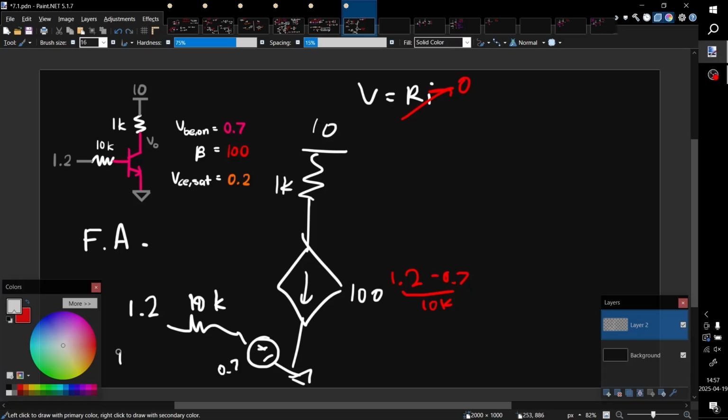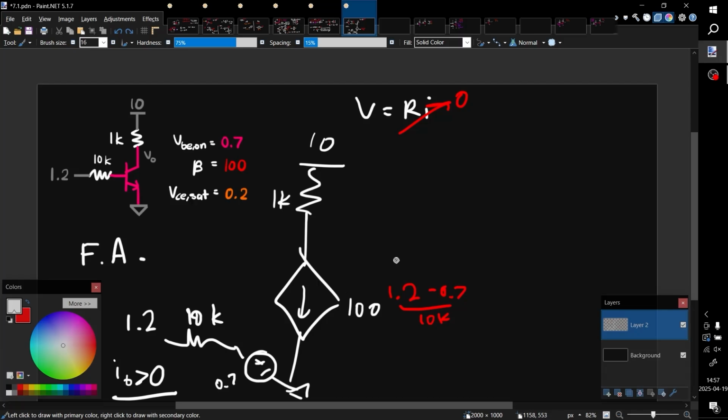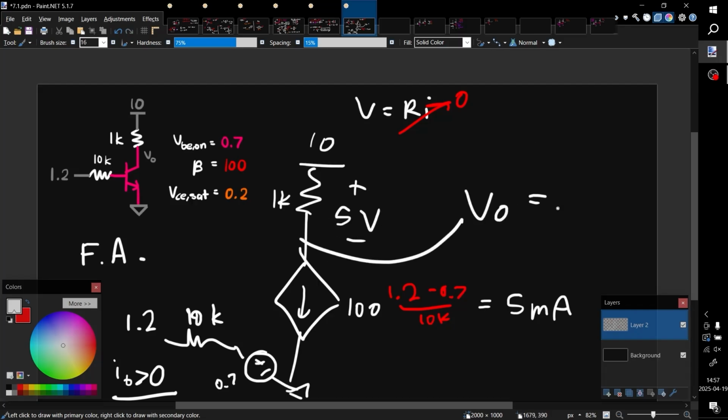This one, trivially, IB makes IB greater than 0. And this one, let's try to just calculate this real quick. 1.2 minus 0.7 over 10K. And then I'm just going to multiply this by 100. That's IC is 5 mA. Interesting. What's great about this is the m and the k here cancel by Ohm's law. So that's just going to be 5 volts. 10 drop 5 means Vout here is 5 volts.